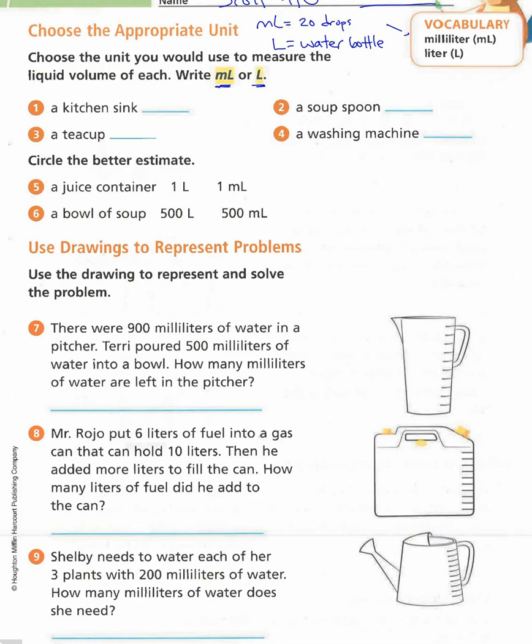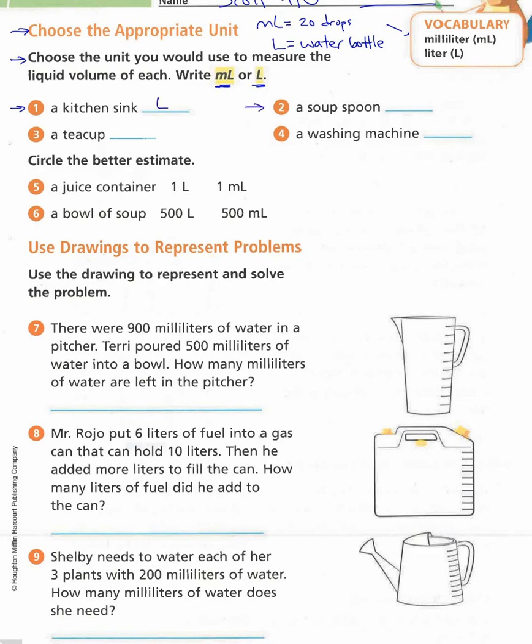So again, on this one, we're going to choose the appropriate unit. What's the best unit you would use to measure? Right here it says choose the unit that you would use to measure the liquid volume of each. And you're going to write ml, milliliters, or L, liters. So right here, number 1, a kitchen sink. Go for it. What do you think? Milliliters or liters? Yeah, hopefully you chose liters.